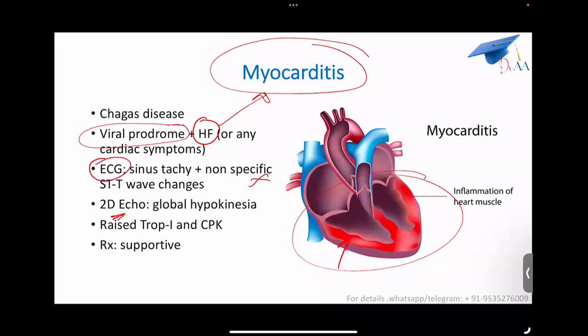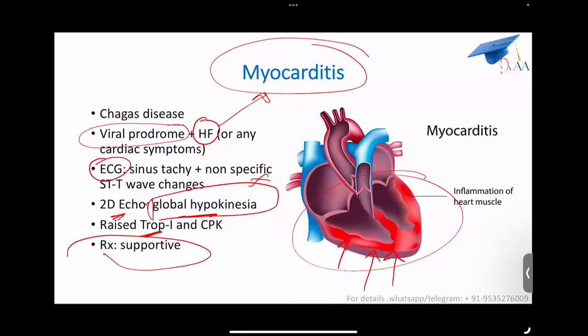Echo will show that the whole myocardium, that is the complete heart, is not contracting optimally because of the inflammation. That is known as global hypokinesia. Because there is inflammation of the cardiac muscle, there is injury to the cardiac muscle that results in an increase in troponin I. That is one more cause for an increase in trop I. Trop I is not very specific for myocardial infarction. This might also be the reason for increased trop I.